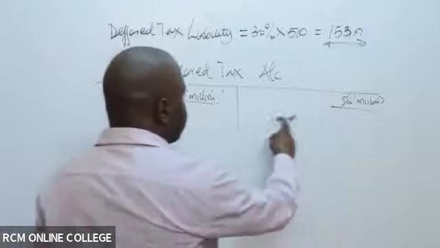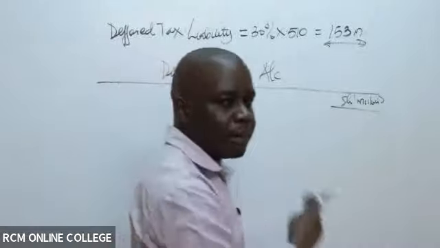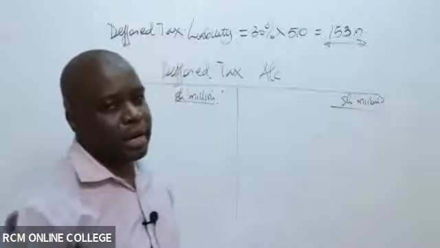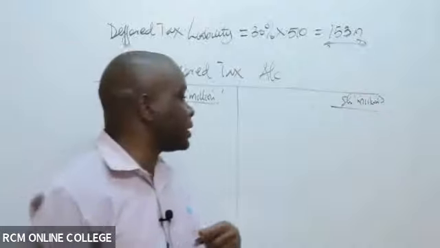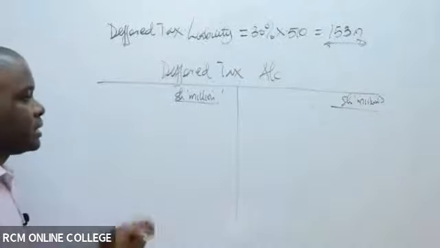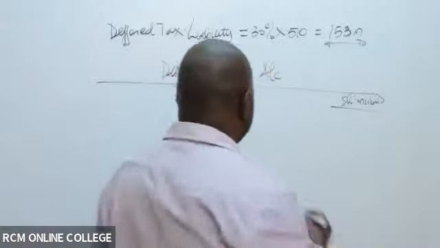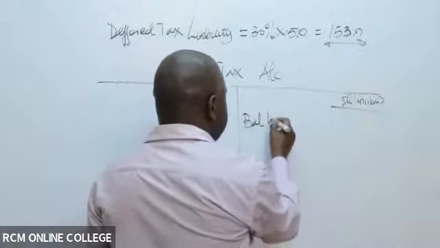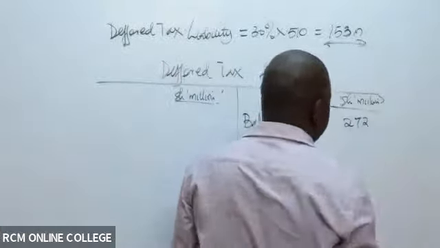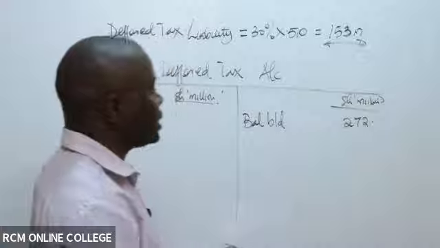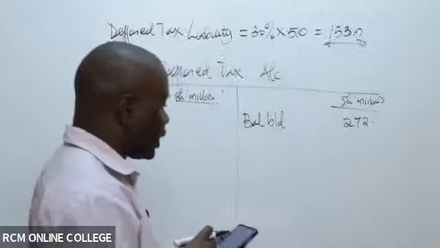If you were told it was an asset, it would have been this side. Any liability always has a credit balance, but an asset has a debit balance. For example, if the deferred tax asset was this, the balance at the start of the year could have come here. But in this case, it was a liability. So the balance brought down at the start of the year was 272 million.